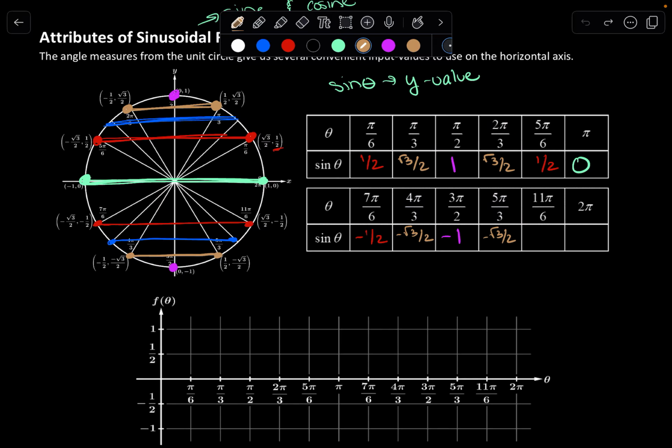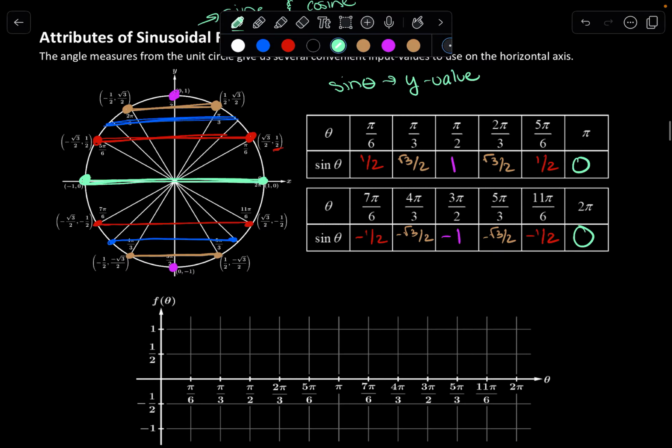And you'll see that same relationship for family of 6s. We're closer to the x-axis, so it's just going to be negative 1/2. That's going to be the same for all family of 6s. And then your family of 2s, those are going to be your maximum distance from the x-axis. So we have positive 1, negative 1. And then for 2 pi, we are back at 0.